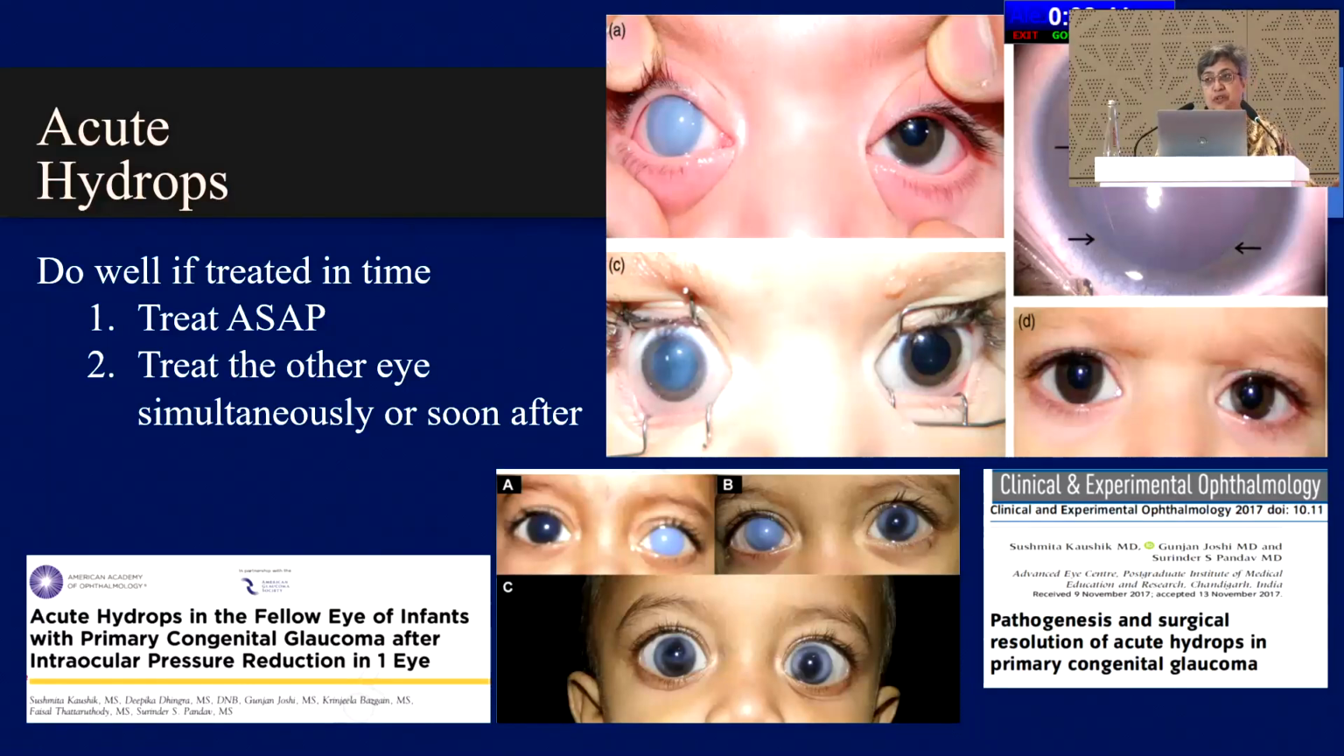But this was pre-COVID, of course. COVID has taught us to do bilateral simultaneous glaucoma surgery for all our babies, so this really doesn't matter now. But at that time, when we saw acute hydrops, you did one eye, and he came back with the next, and then you did both eyes.